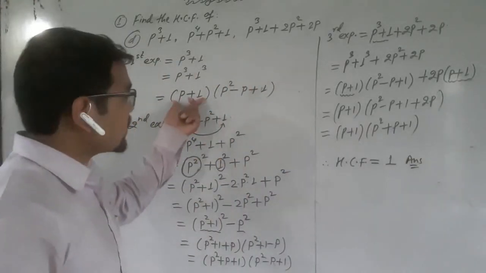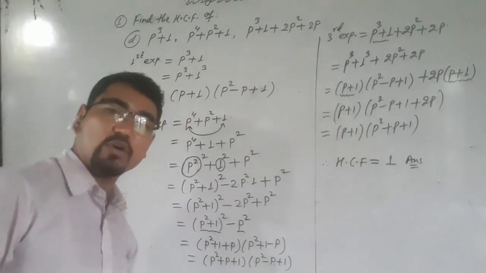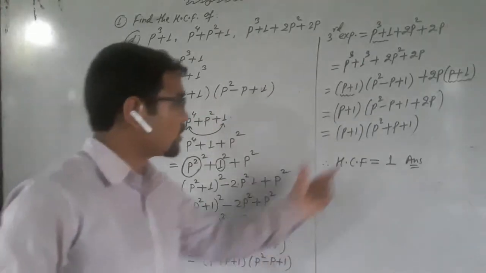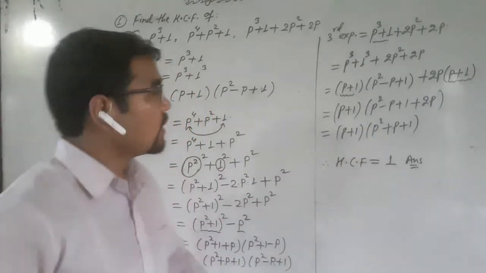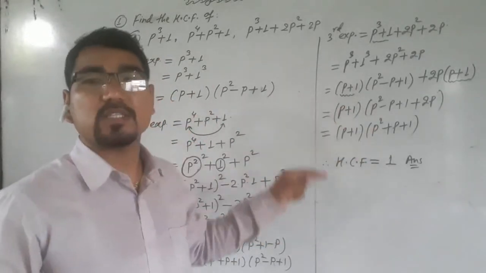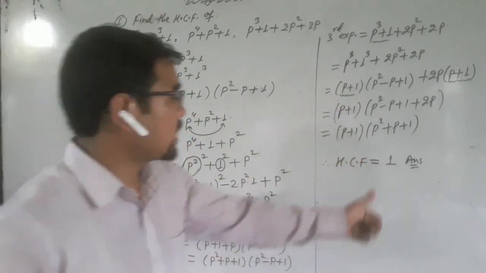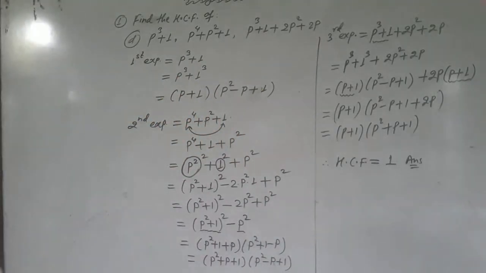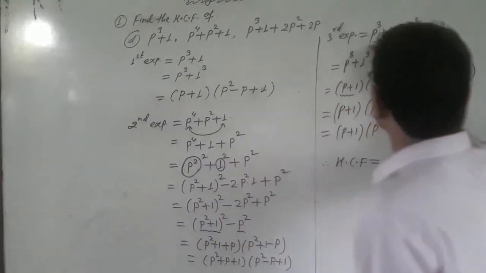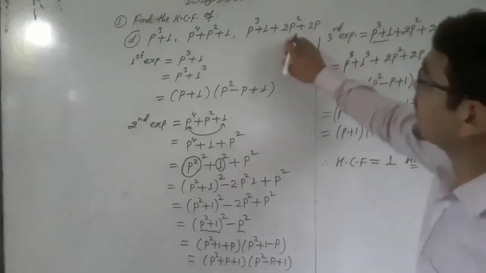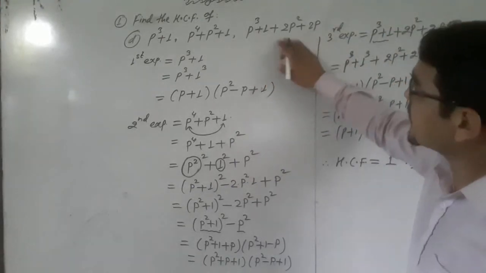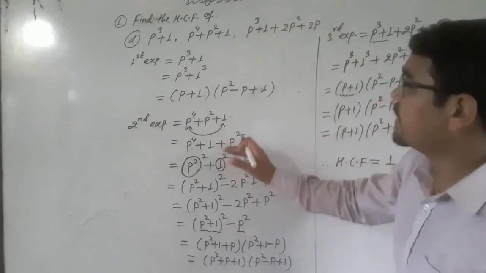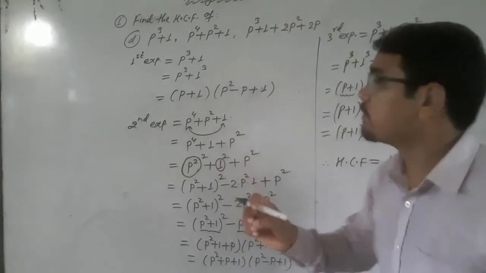Here p plus 1 is in the third expression but not in the second. And p square minus p plus 1 is in the second expression but not in the third. That means nothing is common in all the expressions, so HCF is equal to 1. In this way we can do it. Students, you can get confused in such expressions. You have to check the given expression nicely first, get an idea from there, and then try. And remember the formulas.